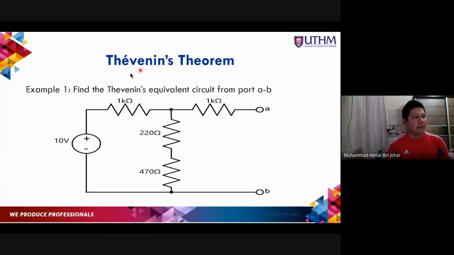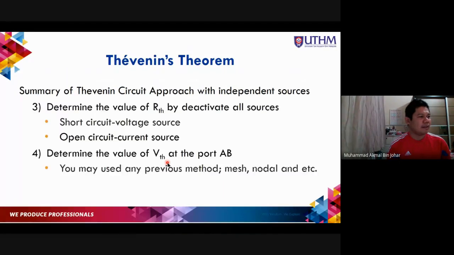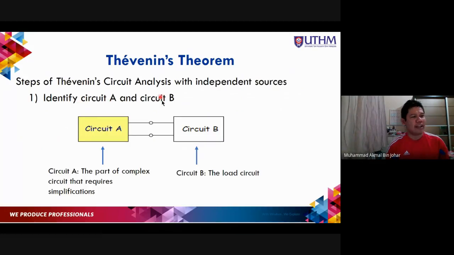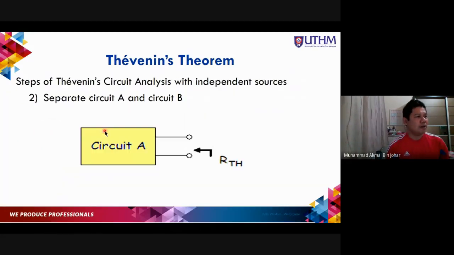So example one, for the Thevenin theorem, find the Thevenin equivalent circuit from point A and B. So from point A and B, in this situation, this is what we consider as circuit A. Sebab dia dah separate terus daripada circuit B ataupun load resistance dia. So they said find the Thevenin equivalent circuit from port A and B. That means in this situation, it is already clear, so step one, identify circuit A and B, and step two, separate circuit A from circuit B, ini tak perlu dalam soalan tadi.